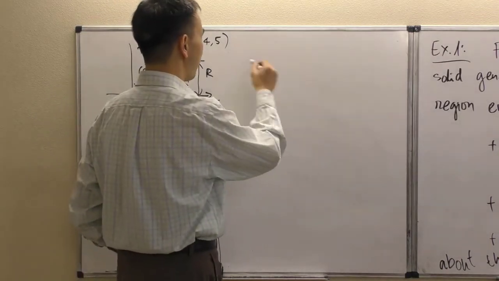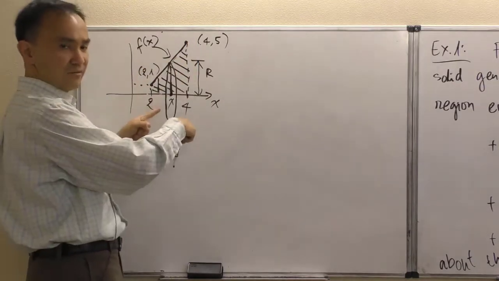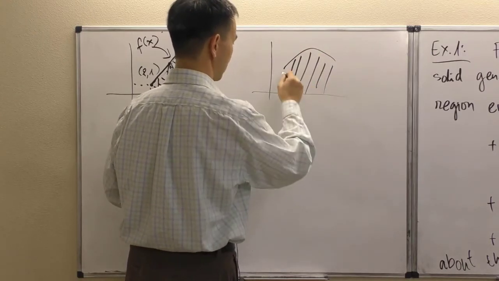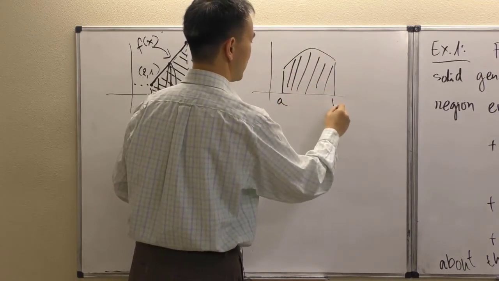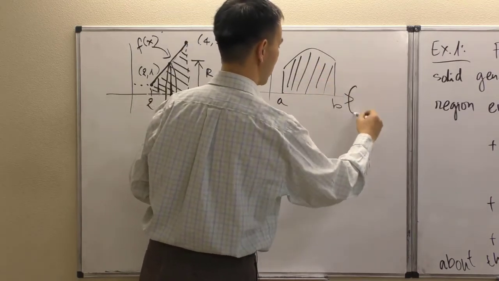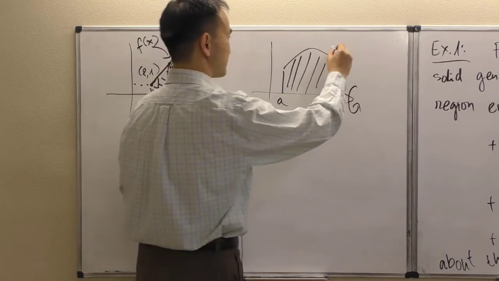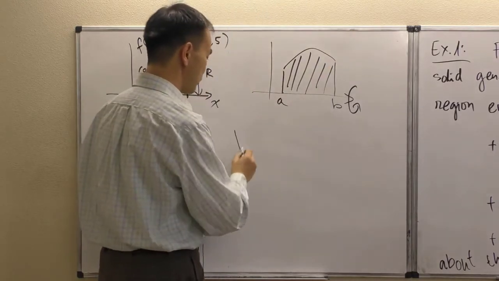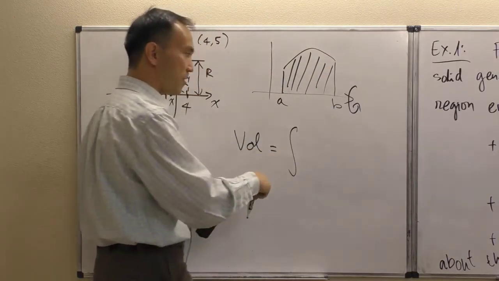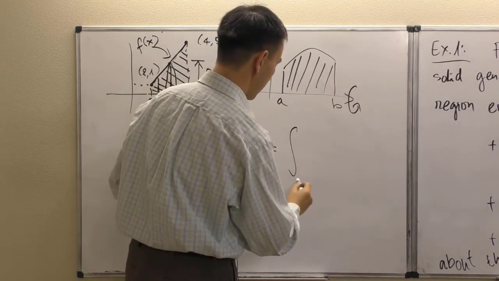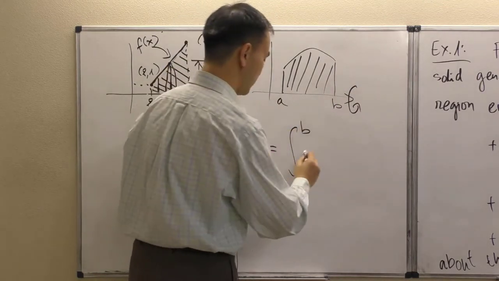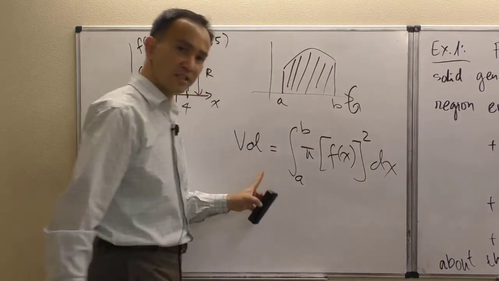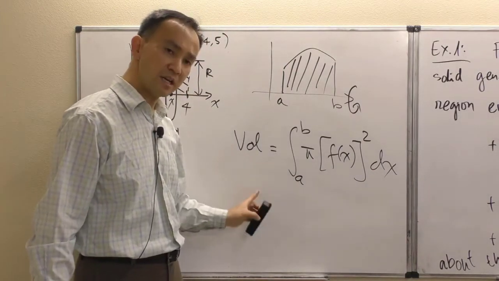So many textbooks deliver the formula that, hey, if you have a region like this, or generally speaking, a region between the curve and the x-axis, from a to b, and you rotate the region around the x-axis, just like the problem we just did, then many textbooks rush straight into the volume formula. We know the volume formula here is the integral from a to b of pi times f of x squared dx. This is the formula commonly seen in many calculus textbooks.